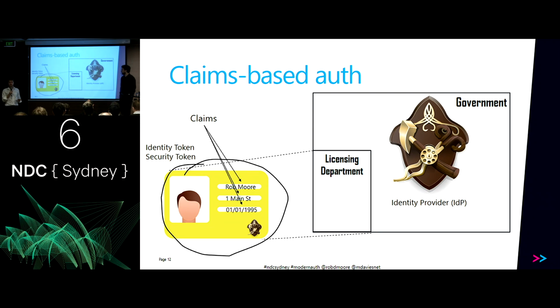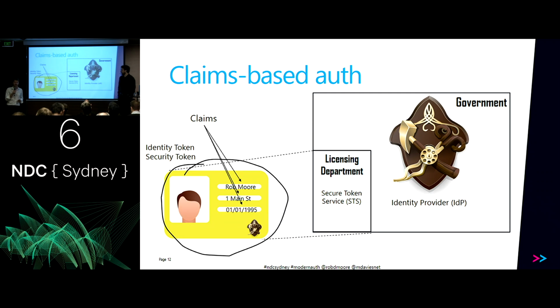Now, in this instance, the government is the identity provider. If we go back to that Stack Overflow quote, that's the thing that you trust. You trust that the government can identify someone. So you trust information provided by the government. In this example, the licensing department is the secure token service that issues the token. Now, there's one other fundamental piece that's missing from this that makes up claims-based authentication.